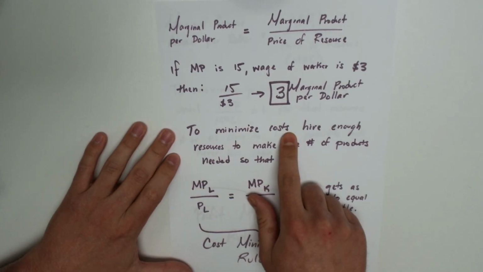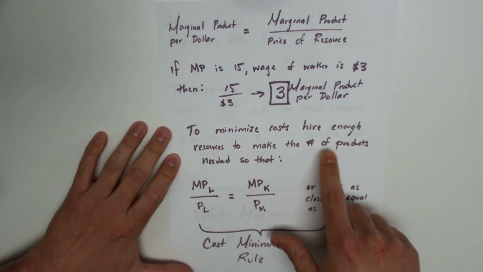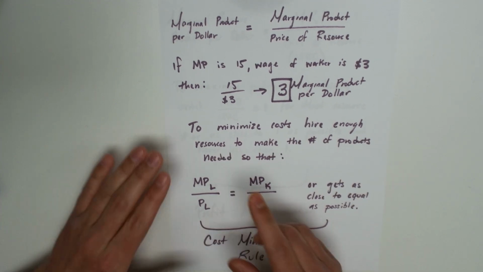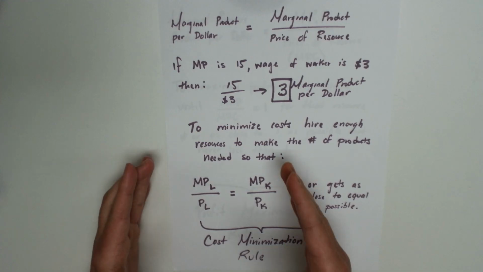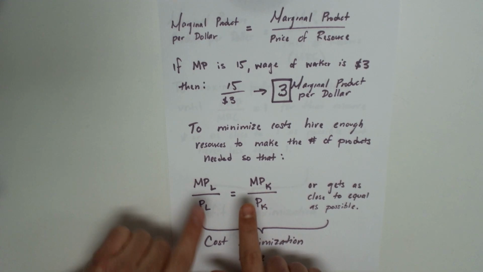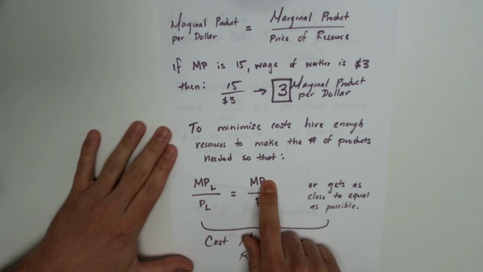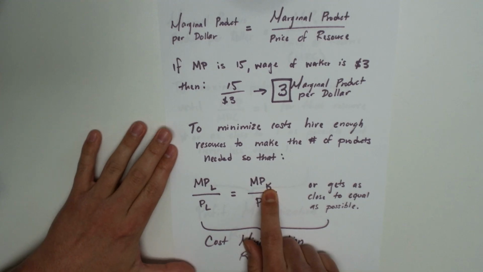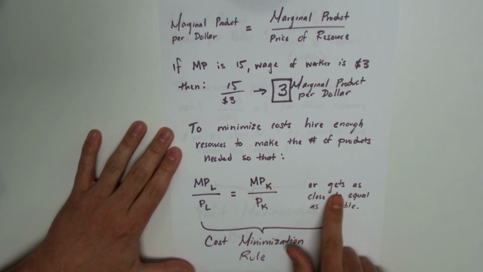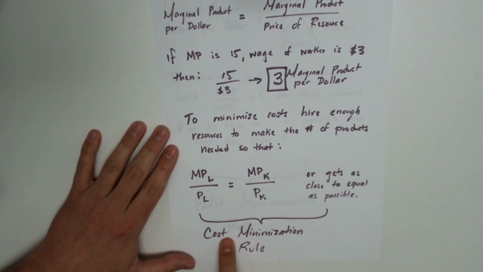To minimize cost, you should hire enough resources so that the products needed have a marginal product per dollar that are equal to each other. So here, the marginal product per dollar of labor is equal to the marginal product per dollar of capital, or you get as close to this as possible. This is going to be the cost minimization rule.